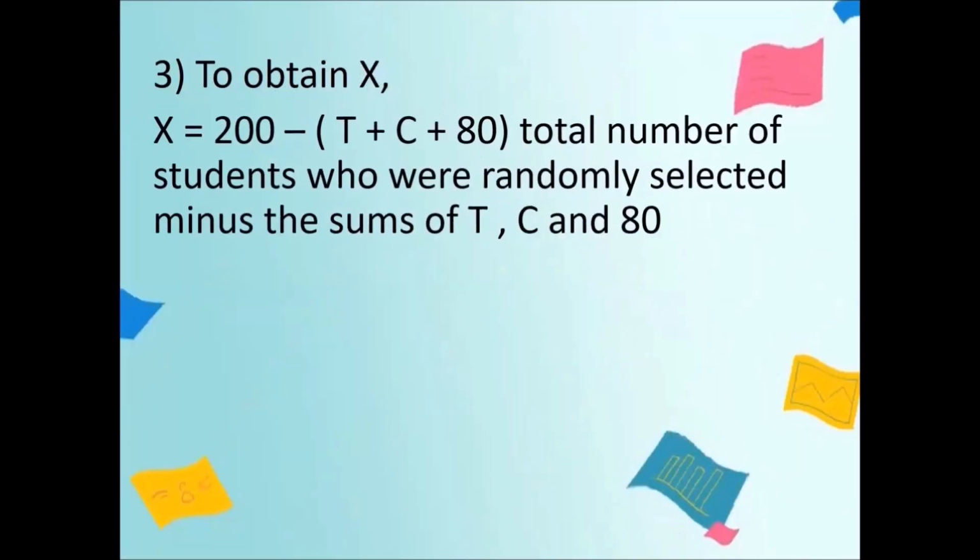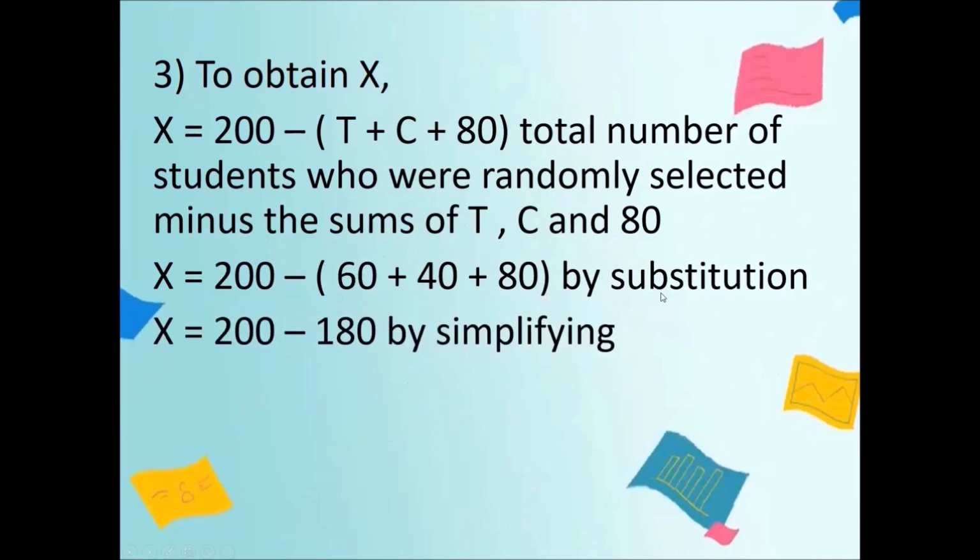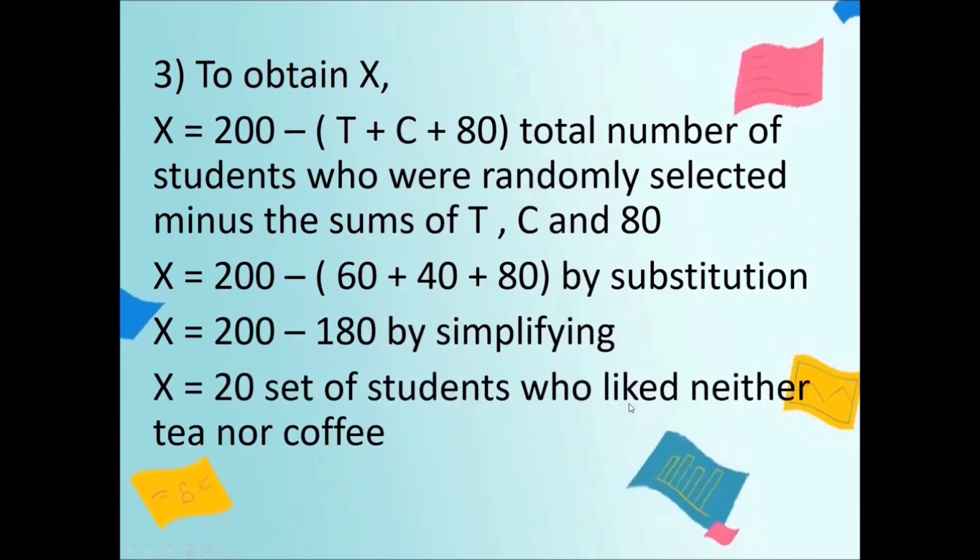So to obtain X, 200 minus the quantity T plus C plus 80, a total of students who were randomly selected minus the total of T, C, and 80. So therefore, that is 60 plus 40 plus 80, which is 180 by substitution. So 200 minus 180 by simplifying. So 20 students who like neither tea nor coffee.